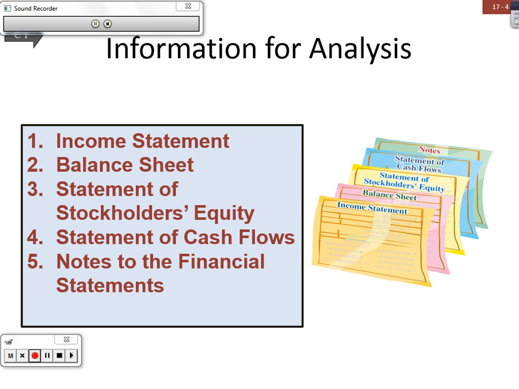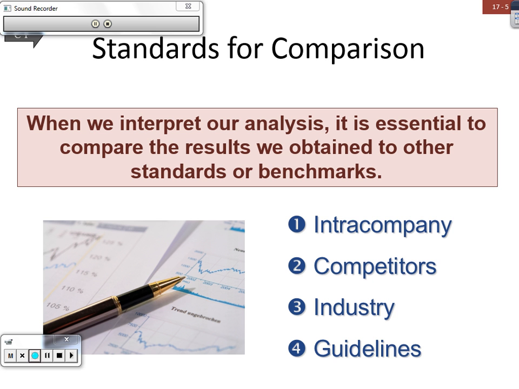So information for analysis. Basically, these are the prominent financial reports that we use to do analysis. The income statement, the balance sheet, statement of stockholders' equity, statement of cash flows, and any additional notes that have been disclosed for the business.